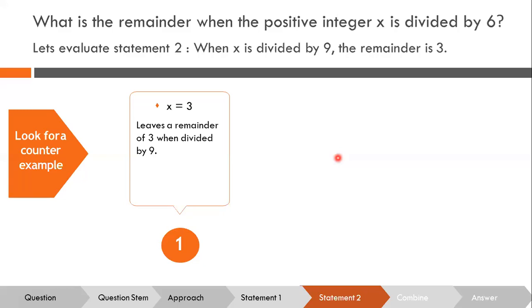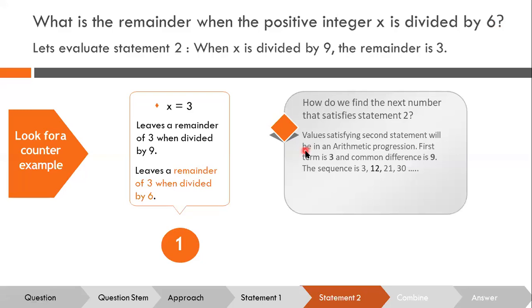That is, statement 2 states that when x is divided by 9, the remainder is 3. That was the second statement. So if x is 3, it leaves the remainder 3 when divided by 9, and it leaves the remainder 3 when divided by 6 also. So with the divisor given in the statement, both times we are getting the same remainder.